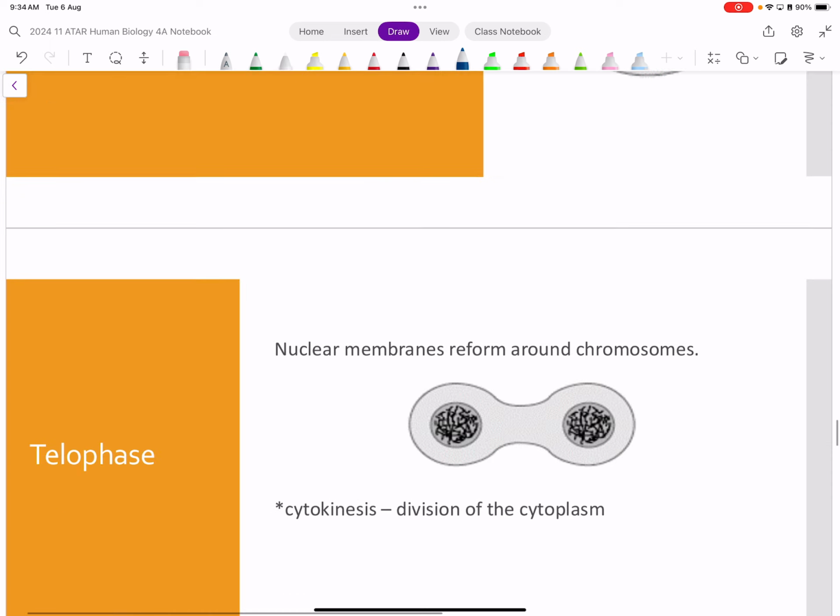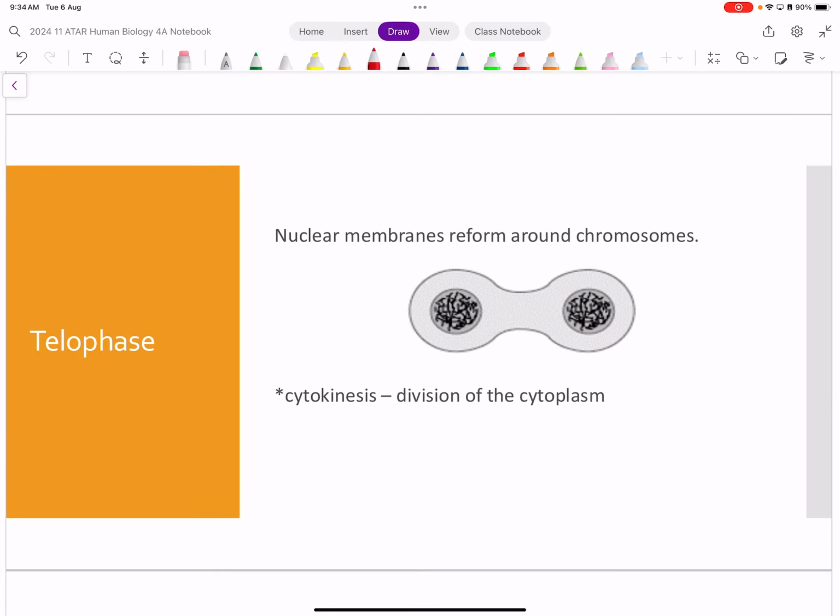Our final stage of mitosis, we're going from prophase, metaphase, anaphase, we get to our last stage today, which is telophase. During telophase, all that I'm going to get you to know is that our nuclear membrane reforms, and it reforms around the chromosomes.